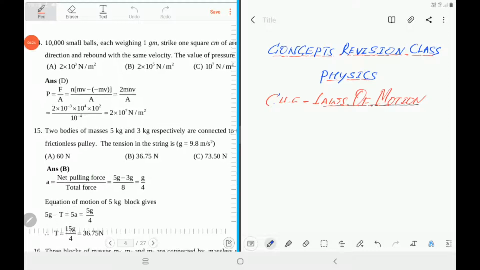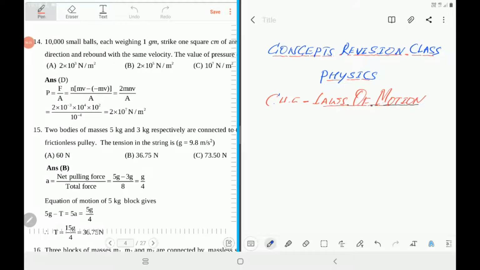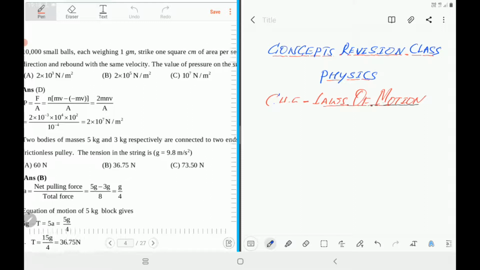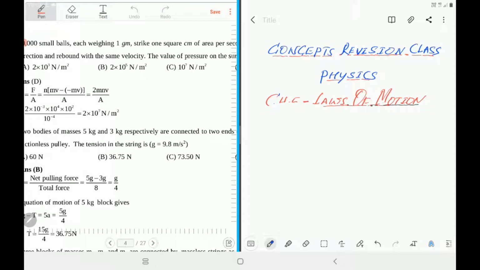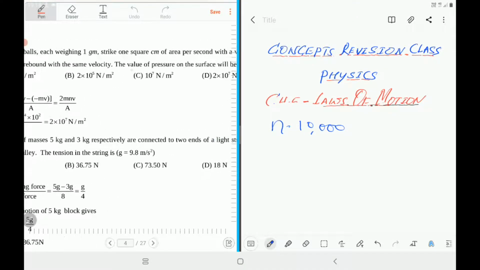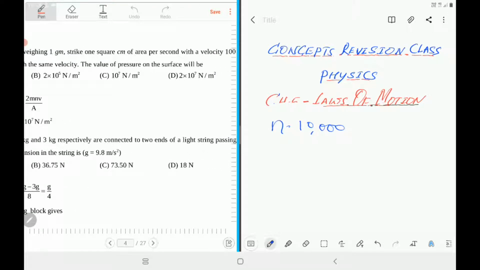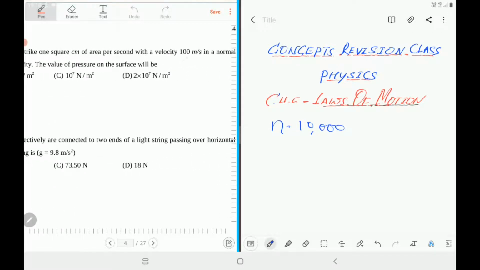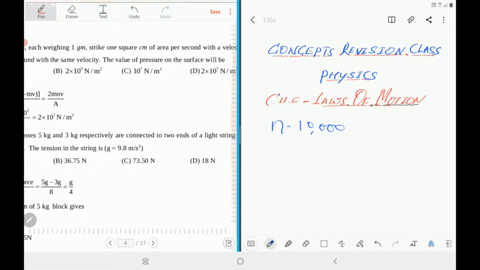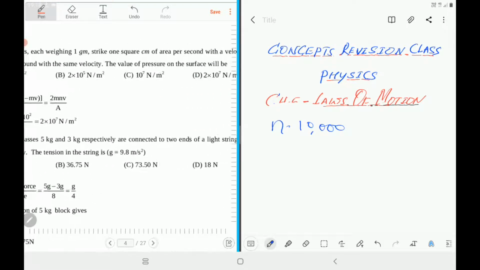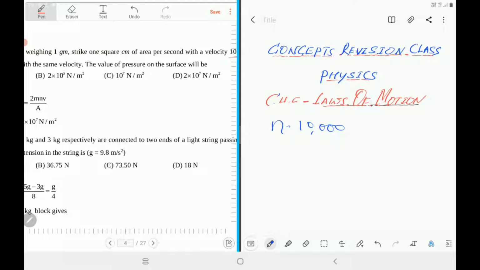Okay, we'll move on to another one. 10,000 small balls, each weighing 1 gram. How many are there? N. Total number is 10,000. Each mass 1 gram. Strike 1 square centimeter area per second with a velocity 100 meter per second in a normal direction and rebound with the same velocity. What is the value of pressure on the surface?